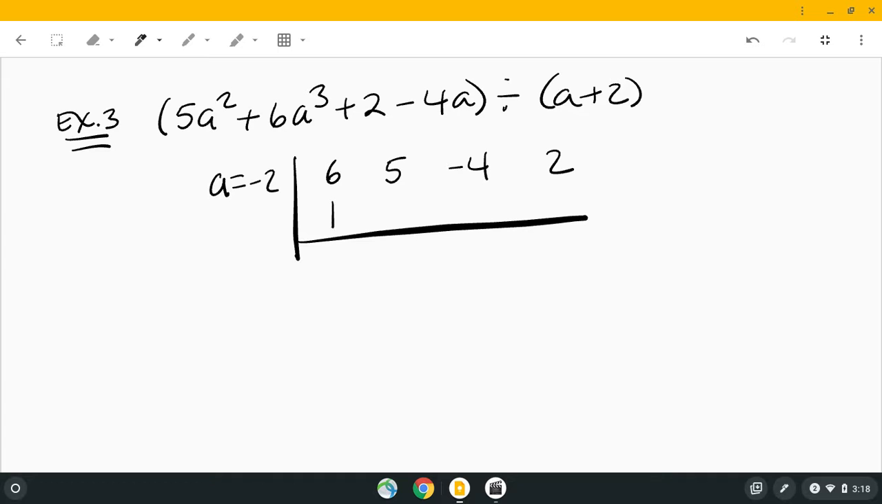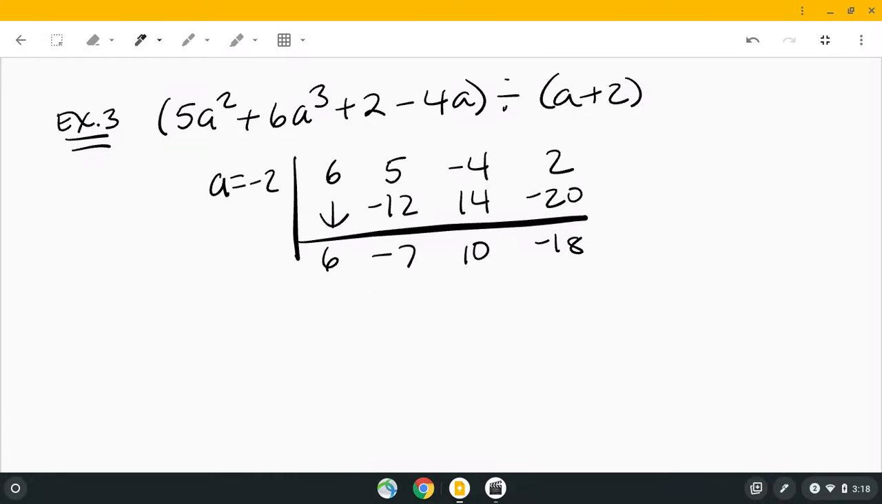Let's bring down 6. Multiply 6 times negative 2 is negative 12. Add these, 5 and negative 12 is negative 7. Multiply, negative 7 times negative 2 is 14. Add these, we get 10. 10 times negative 2 is negative 20. And we get negative 18 for our remainder.